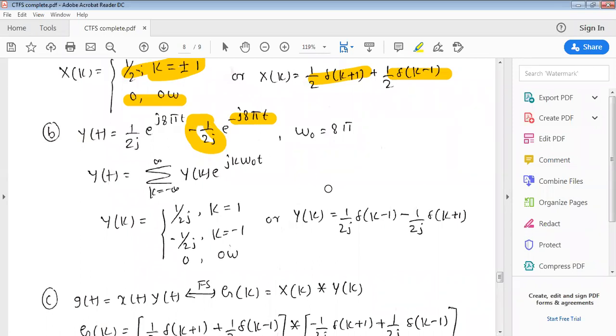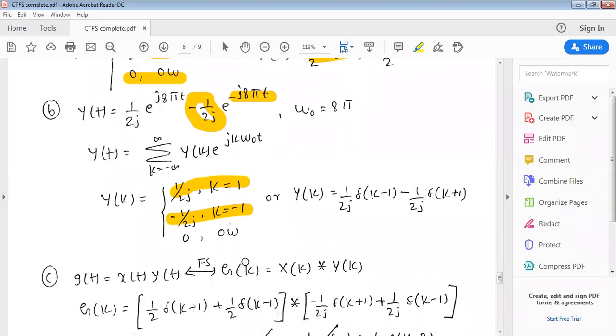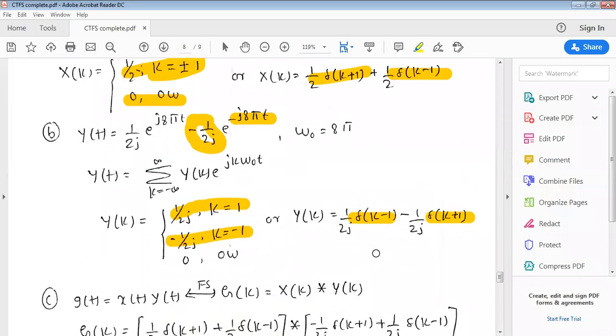In the cos, both of them were plus 1 by 2. That's why you could write the same value. But for sine, for plus 1 it is 1 by 2j, for minus 1 it is minus 1 by 2j. Remaining values do not exist, therefore the output is 0. Once you write this, I'll write y of k as 1 by 2j into delta of k minus 1, the value at k equal to 1, minus 1 by 2j, the value at k equal to minus 1, that is delta of k plus 1. So y of k is this value. Okay, so it's a parallel one. Whatever you have done for x of k, the same thing you are doing for y of k. Follow?